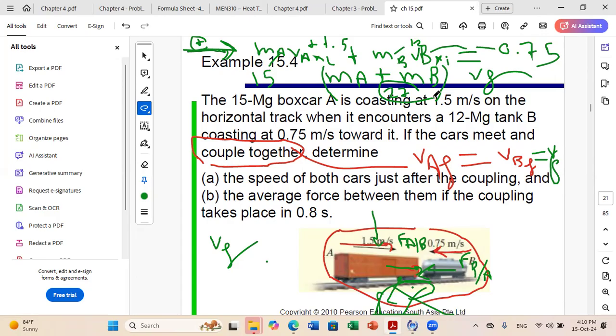Okay? Now, in the second question, they want you to calculate the average force between the two cars if the accident takes place in 0.8 seconds. Now to find the force between the two, we cannot take the whole system because when we take the whole system, these forces are internal. So now, either you take A as a system, or you take B as a system. Both will give you exactly the same result. Okay, let us do it. We can take A alone or B alone, and we'll apply on it the principle of linear impulse and momentum.